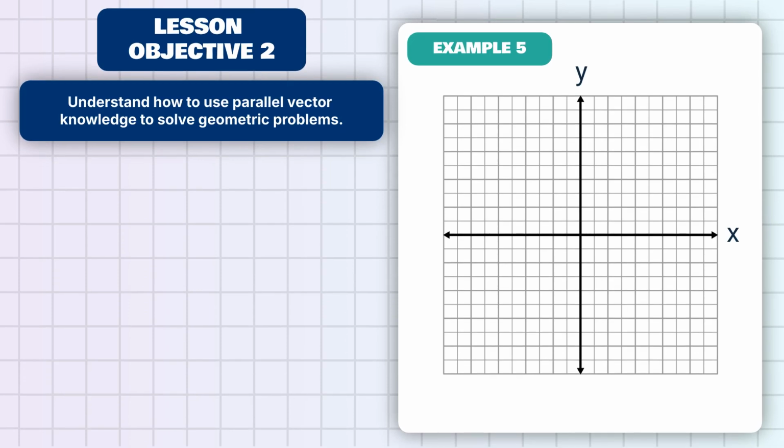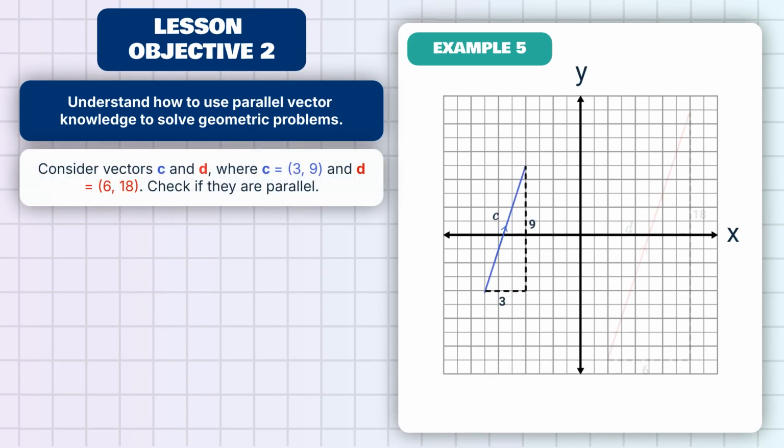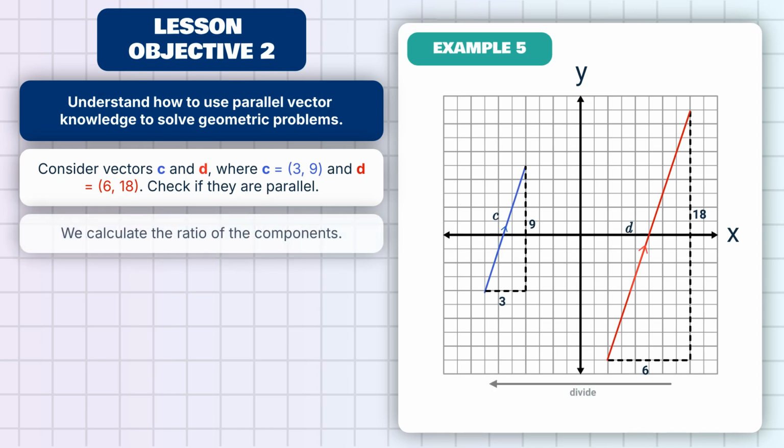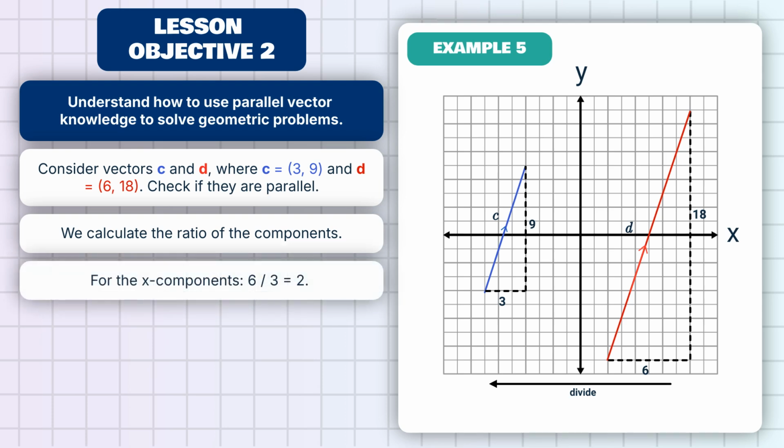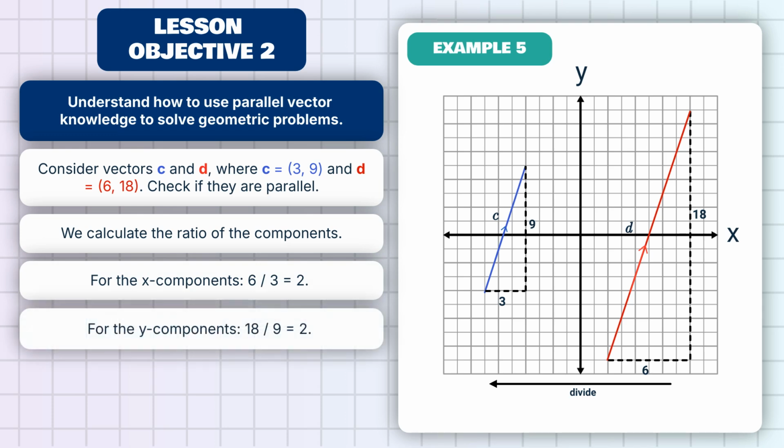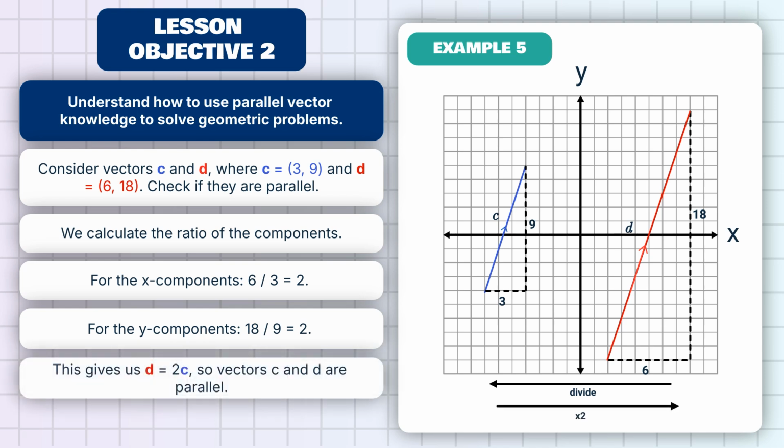Let's do a final example. Consider vectors C and D, where C equals (3, 9) and D equals (6, 18). Let's check if they are parallel. We calculate the ratio of the components. For the x components, we do 6 over 3 and we get an answer of 2. For the y components, we do 18 over 9 and we also get an answer of 2. This gives us D equals 2C, so vectors C and D are parallel.